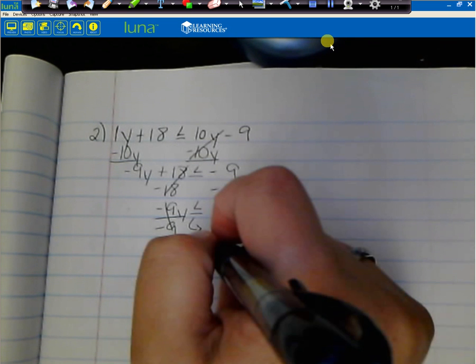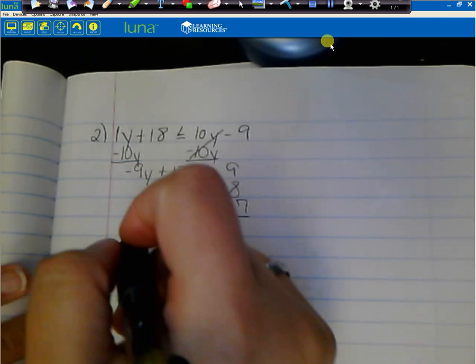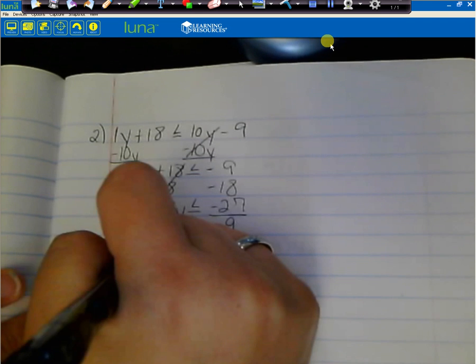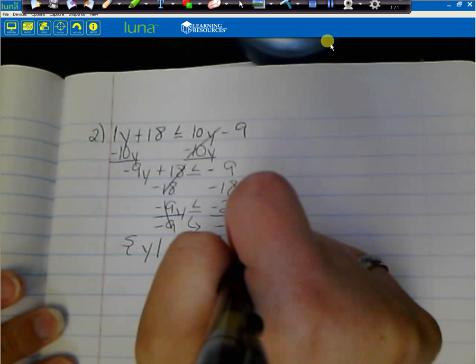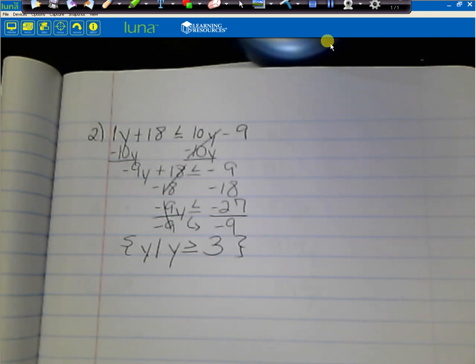And -27 divided by -9 is a +3. So y is greater than or equal to +3. Now I'm going to go ahead and set it. I'm going to put my braces and my y such that in front. So now I've solved it, set it. Now we're going to graph it.